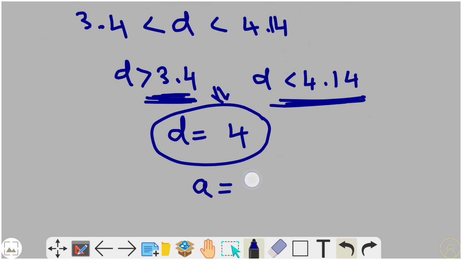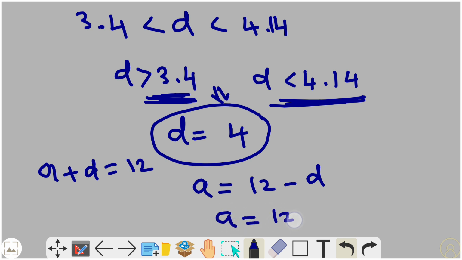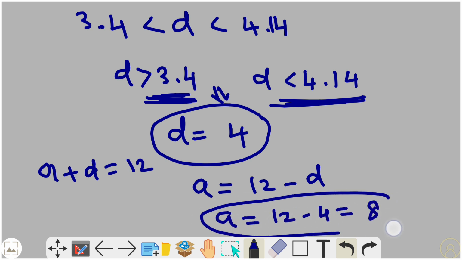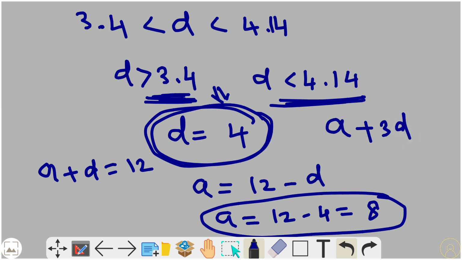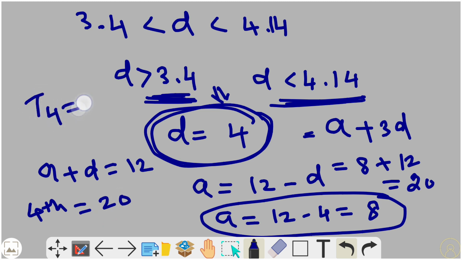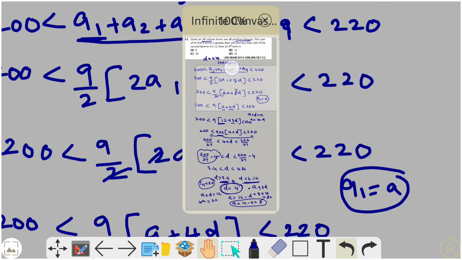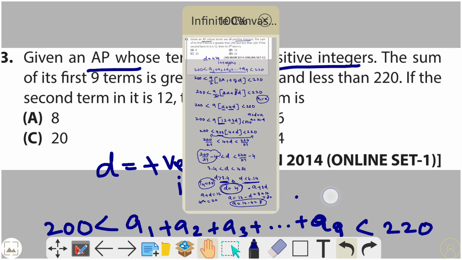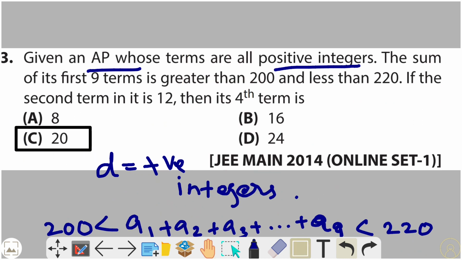So d equals 4, and a equals 12 minus d, because the second term a plus d equals 12, so a equals 12 minus 4 equals 8. So a equals 8 and d equals 4. We need to find the value of the fourth term, so a plus 3d. So 8 plus 3 fours, which is 12, gives 20. So the fourth term T4 is equal to 20.